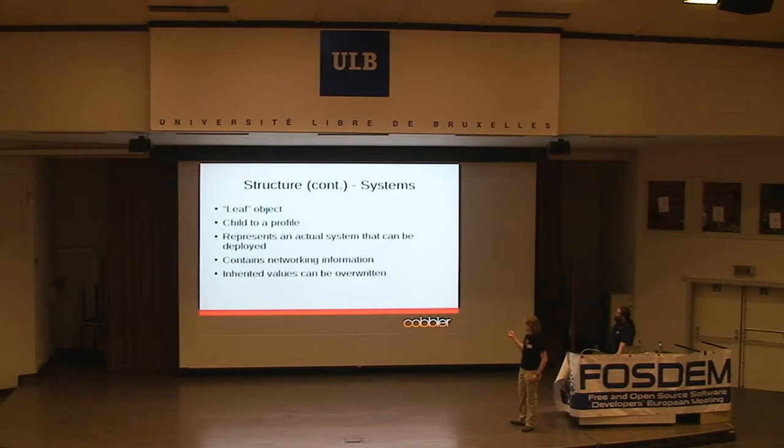On the systems, well, it's obviously a child to the profile. And this object in Cobbler represents one actual system to be deployed. So be it physical or virtual, one system in Cobbler is one system in your environment. So if you want another system, you can clone this system, edit the properties, and create a new system. But the system contains network information, so you really can't have two of the same systems. Although you can, as I previously explained, override values inherited from the profiles.